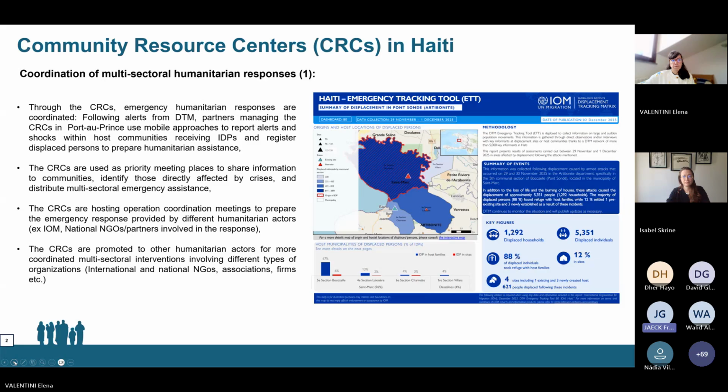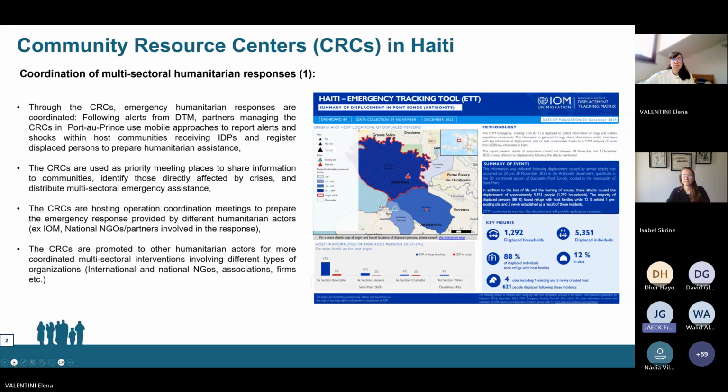Basically, it would be an operational coordination hub, a physical one, where we host operational coordination meetings to prepare emergency responses. We also try our best to promote the use of CRCs for these kinds of interventions. We are also trying to have as many humanitarian actors and social responders active in the CRCs as possible at any given time, to diversify the services that we can offer, and also support mobilization of the communities that live in a said catchment area.